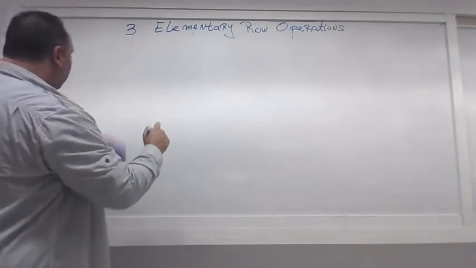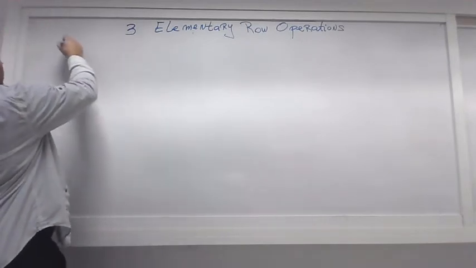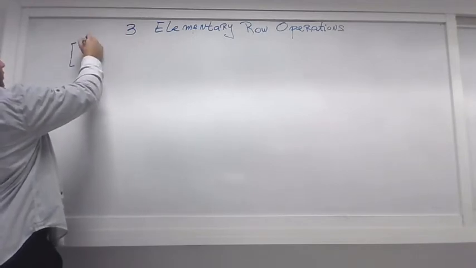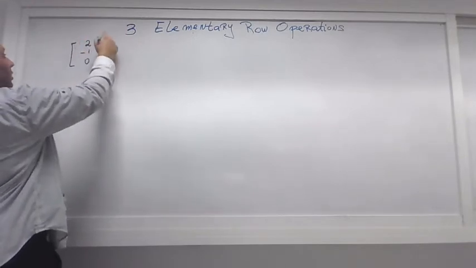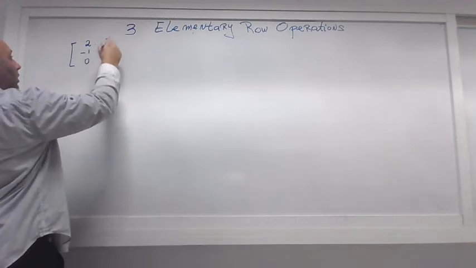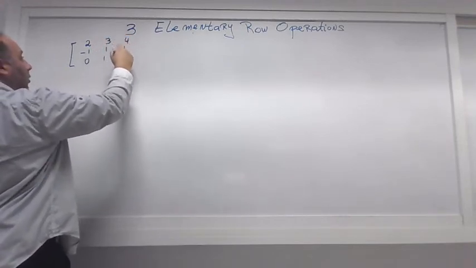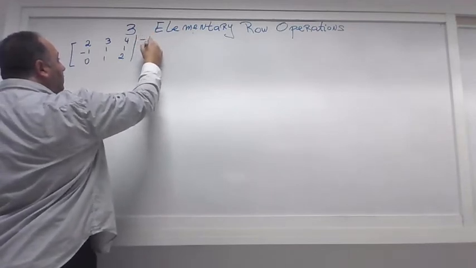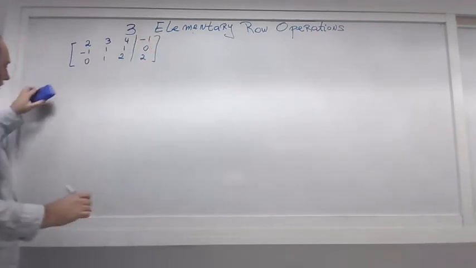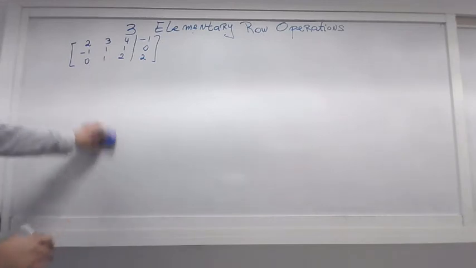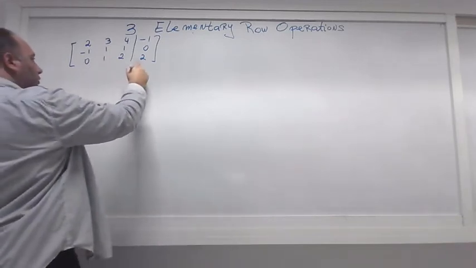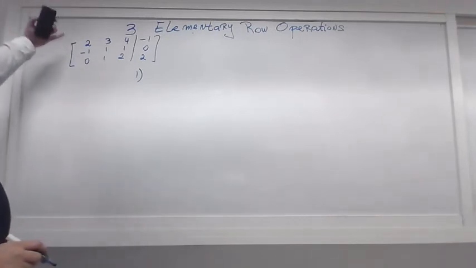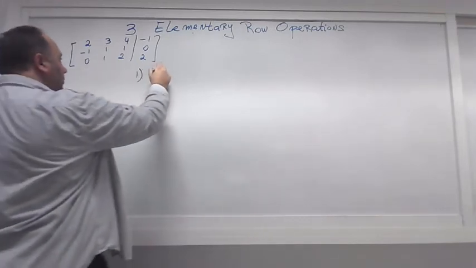So first one, let me write a matrix just for fun. Let's say I have 3 rows, it's enough. So 2, minus 1, 0, 3, 1, 1, and let's say 4, 1, 2. And on the other side, let's say minus 1, 0, 2, whatever. So this is my augmented matrix form. So I have three elementary operations. First one is swap between two rows.